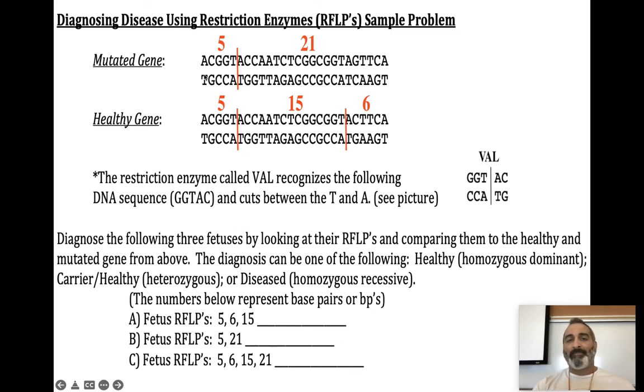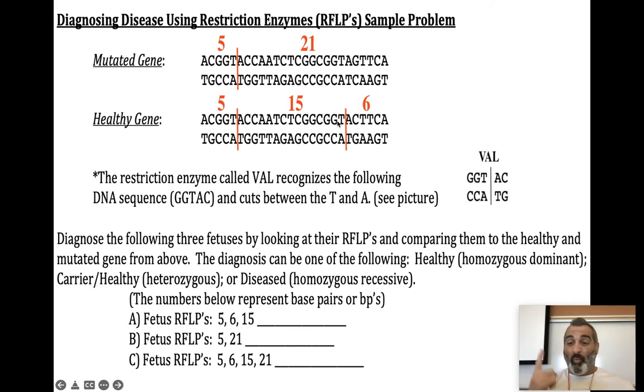So you count the base pairs. 1, 2, 3, 4, 5 here. 1, 2, 3, 4, 5, 6, 7, 8, 9, 10, 11, 12, 13, 14, 15, 16, 17, 18, 19, 20, 21 here. This one is 5, this one is 15 across, and this one is 6. All I'm doing is counting the pairs. 1, 2, 3, 4, 5, 6, and so on. If you count across, you'll get 15.